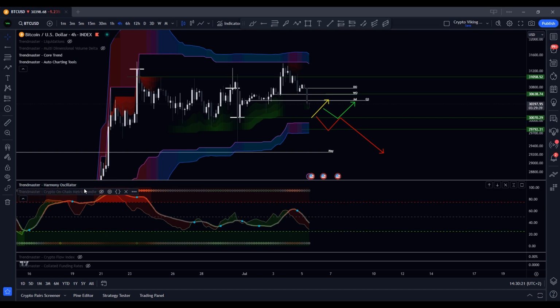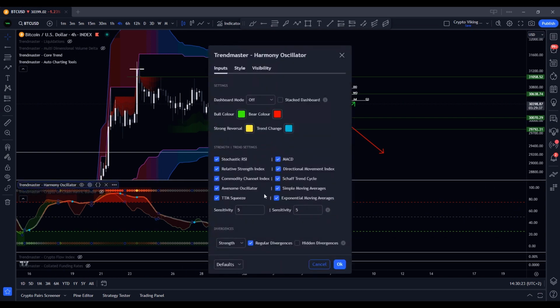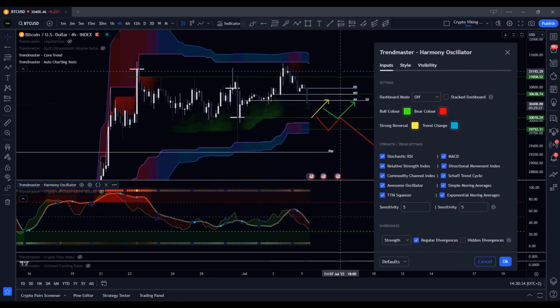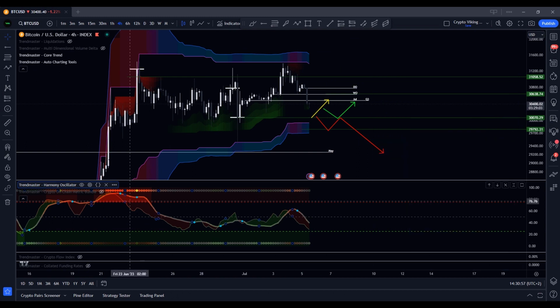Same thing with the Harmony oscillator. I don't really mess around with the sensitivity stuff. I'll turn regular divergences on. Hidden divergences, most people don't understand the difference, so I just turn it off. Regular divergence means that there's a very high probability that you're going to see a major reversal because of a bullish or bearish divergence. Hidden divergences essentially mean you're looking at a pullback, but a continuation in the overall trend. So you can use those, but understand that may not be the optimum short or failure or long or continuation. So that's the way I do it.